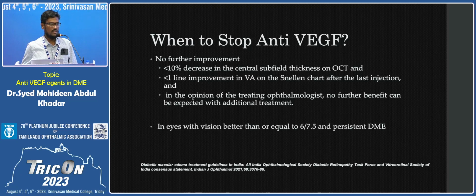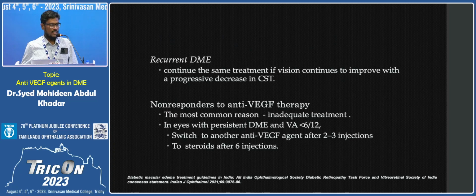In eyes which have a better vision, that is 6/6 or 6/7.5, with persistent DME, one can observe without giving injection, and if the vision drops or subfield thickness increases, then one can re-inject the drug. In case of recurrent DME, one can use the same anti-VEGF to treat the recurrences.